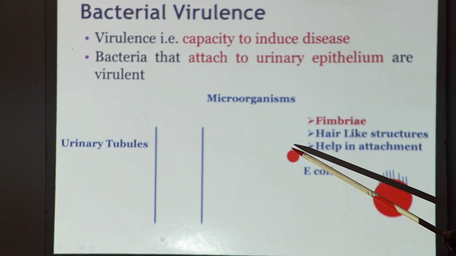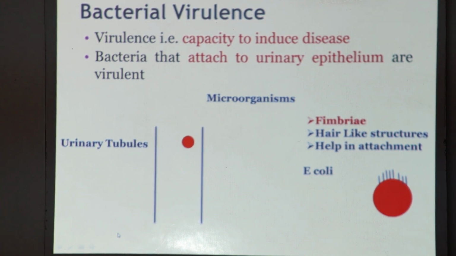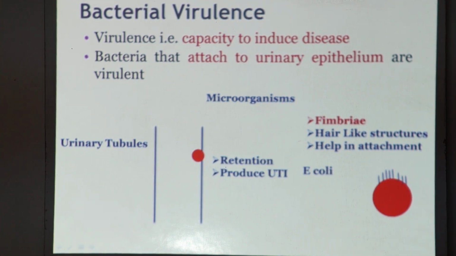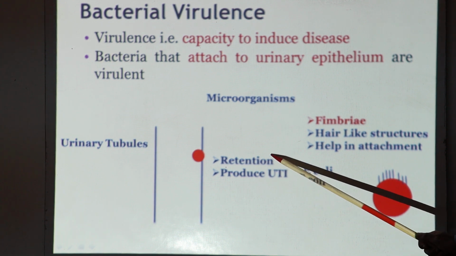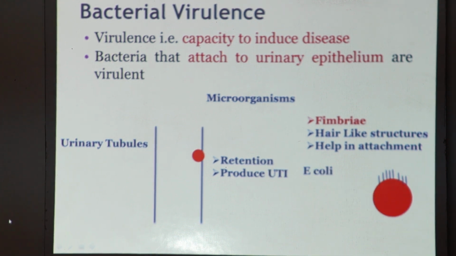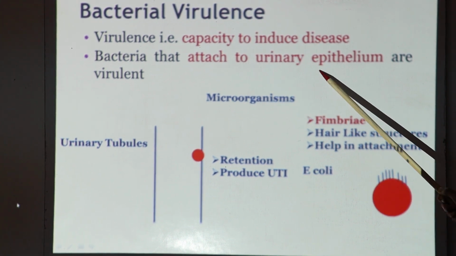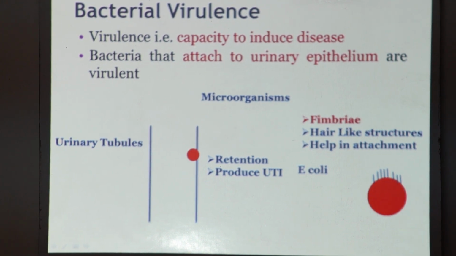That means if this E. coli is present, E. coli with the help of these fimbriae gets attached to the urinary bladder, urinary tubules, and hence because it is retained, it will produce the UTI. So I am telling you bacterial virulence, that is the ability to attach to the urinary epithelium, is an important factor.